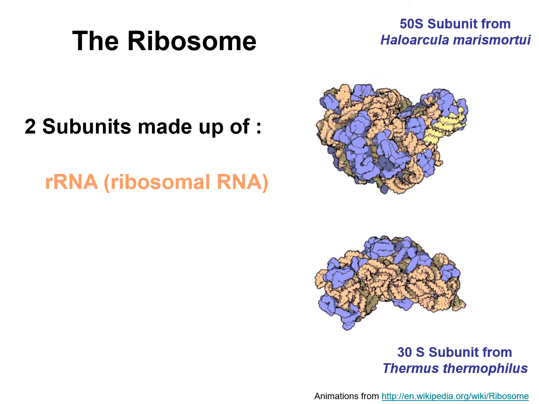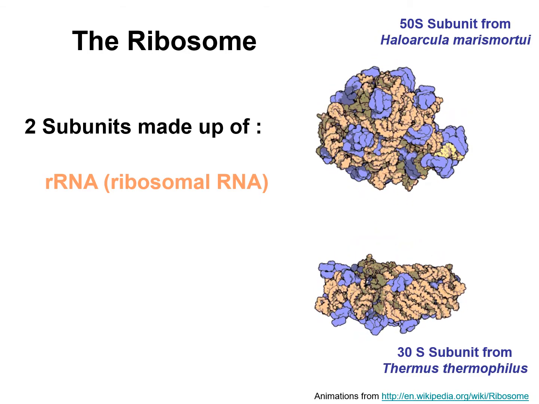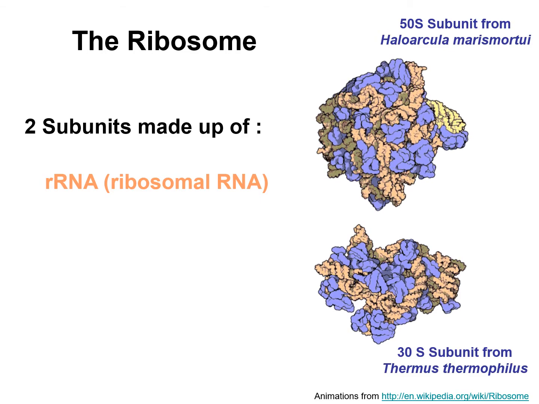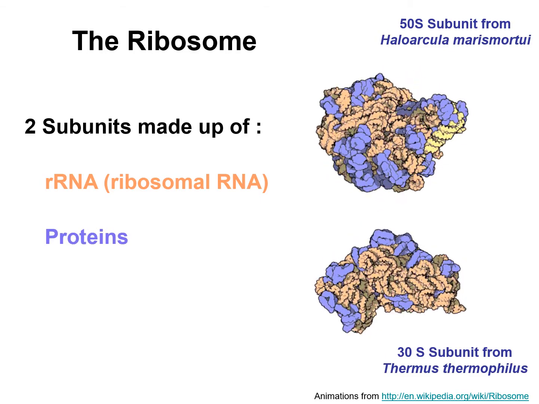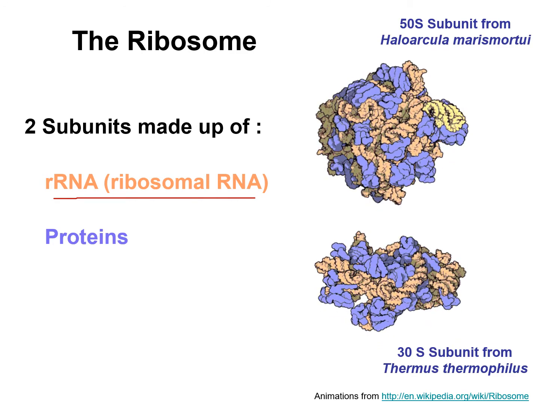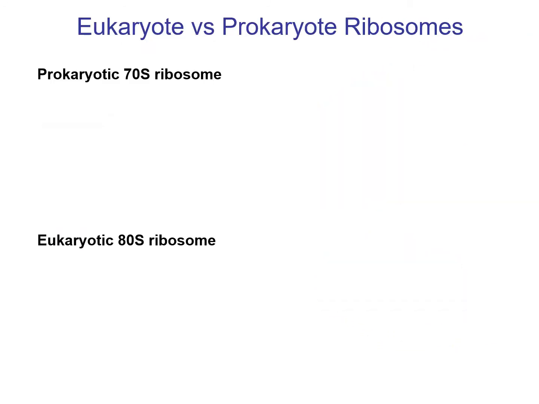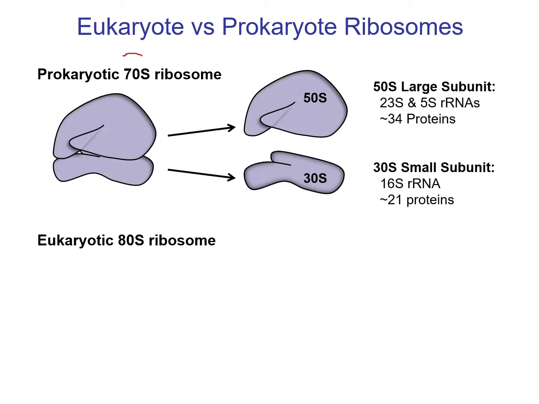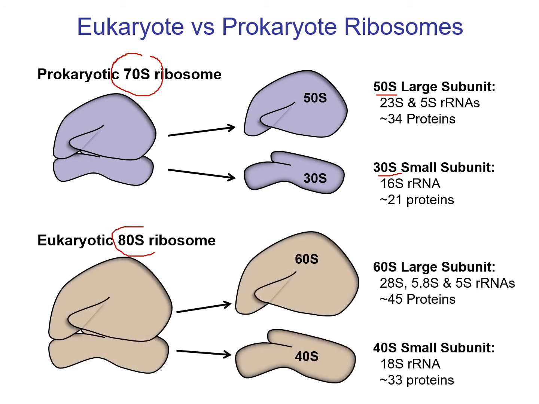Ribosome is made of RNA, that's all that brown stuff. It's actually more RNA than protein. The protein is the blue portion, and it is actually the RNA that has the catalytic activity. Just a reminder that we have different types of ribosomes. Prokaryotic ribosomes are smaller. They're 70S, made of a 50S large subunit and a 30S small subunit. The eukaryotic ribosomes are 80S, made out of a 60S subunit and a 40S small subunit.